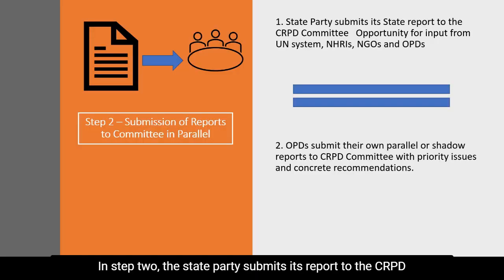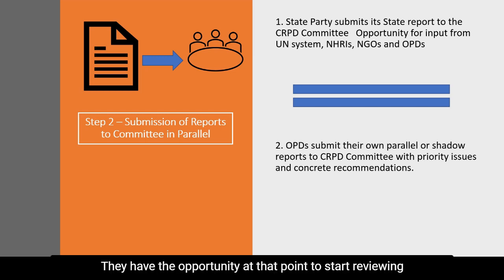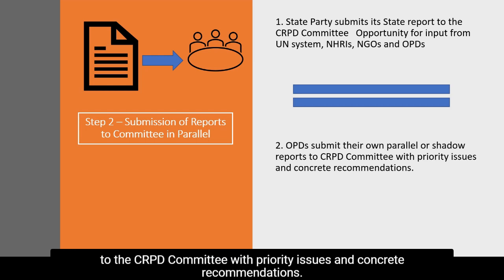In step two, the state party submits its report to the CRPD committee, and this is then an opportunity for input from throughout the UN system, from national human rights institutions, from OPDs and NGOs. They have the opportunity at that point to start reviewing the state report and to consider whether or not the state has accurately reported or comprehensively reported on the actual situation. At that point, organizations of persons with disabilities working in coalition have the opportunity to prepare first, and then submit their own parallel or shadow reports to the CRPD committee with priority issues and concrete recommendations.